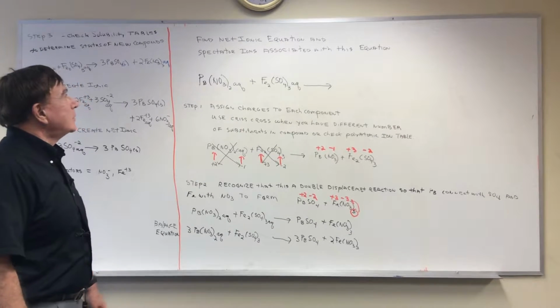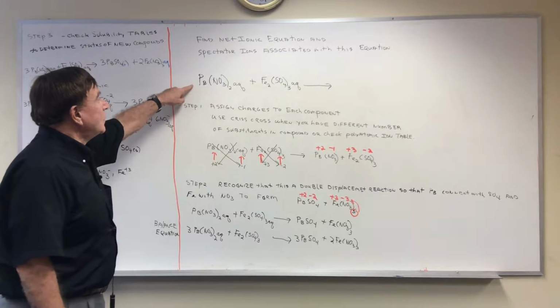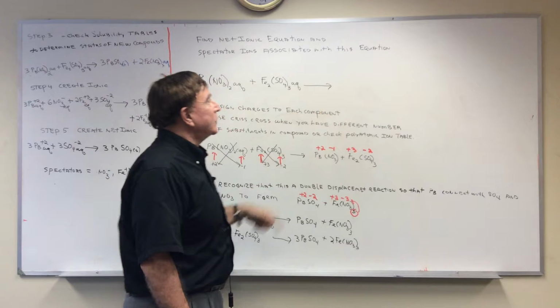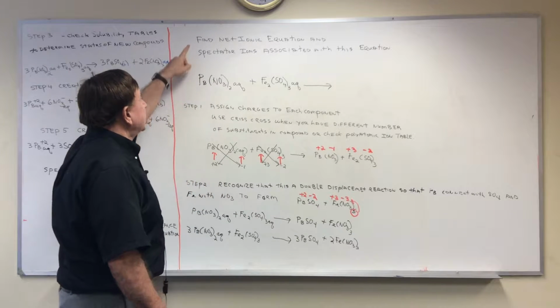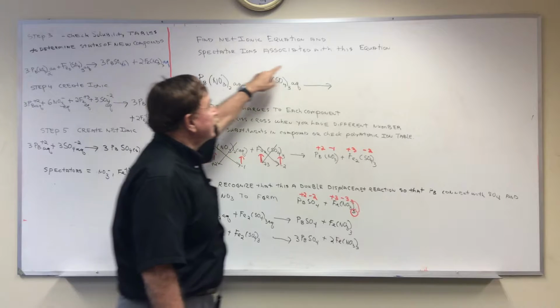Okay, we're now going to talk about the second kind of equation problem. This one is one in which you have the reactants, but you do not have the products. So you have to determine the products. Same question: find the net ionic equation and the spectator ions associated with this equation.